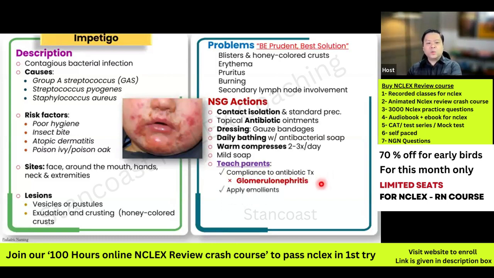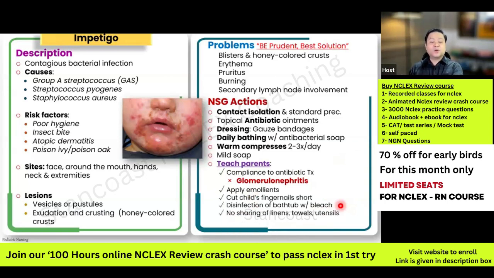Now, we also want to teach the patient's parent to properly apply the emollients, to keep the child's fingernails short, to practice strict hand hygiene, and to disinfect the bathtub with bleach after using it. Then they also need to make sure that there is no sharing of linens, towels, or utensils. Those are not to be shared at all, especially with siblings or other family members.